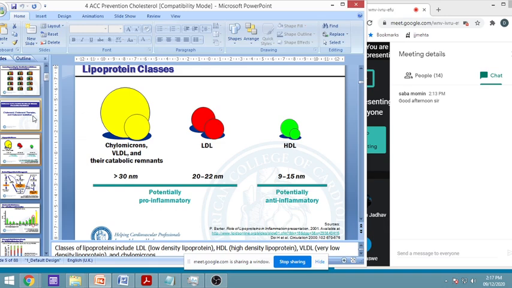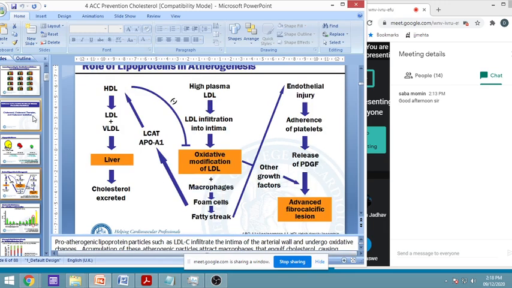VLDL and LDL are potentially pro-inflammatory, contributing to the maximum extent into atherosclerosis, while HDL is the opposite to it. It will try to prevent LDL and VLDL from causing inflammation. This is a biochemical mechanism, and we will not go into that. We have studied it and discussed it during pharmacology. You can just have a brief view on how HDL is important in this, how it helps in excretion of cholesterol, and what the various factors are that contribute to that.